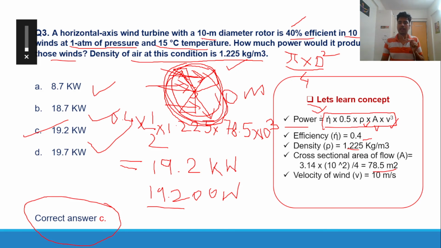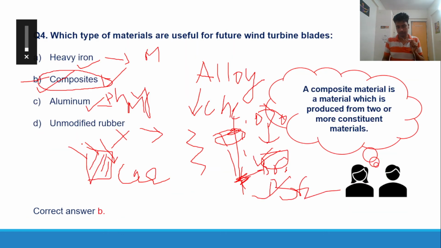So you can see a 10-meter diameter rotor with a wind velocity of 10 meter per second can produce 19.2 kilowatt of energy. And how much is a room heater? A room heater is 2 kilowatts. So you can see a wind turbine can easily power your home. A 10-meter diameter rotor with 10 meter per second flow of wind and 40% efficiency can easily power your home.